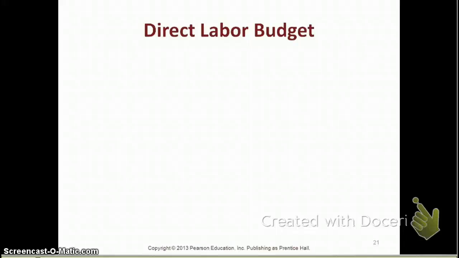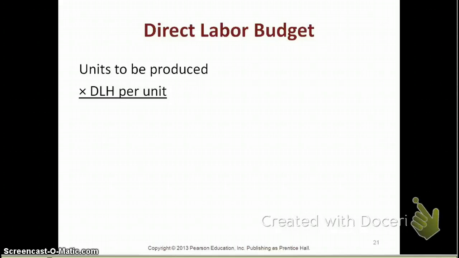The next step is to calculate your direct labor budget. The direct labor budget also starts with the number of units you need to produce. However, you need to figure out how many hours are used for each unit. So you multiply that by direct labor hours per unit to give you the total direct labor hours needed.